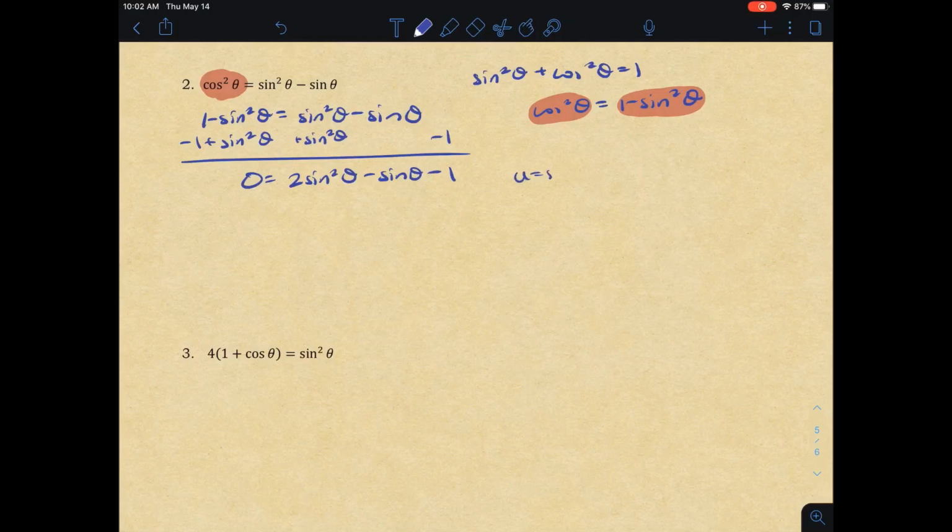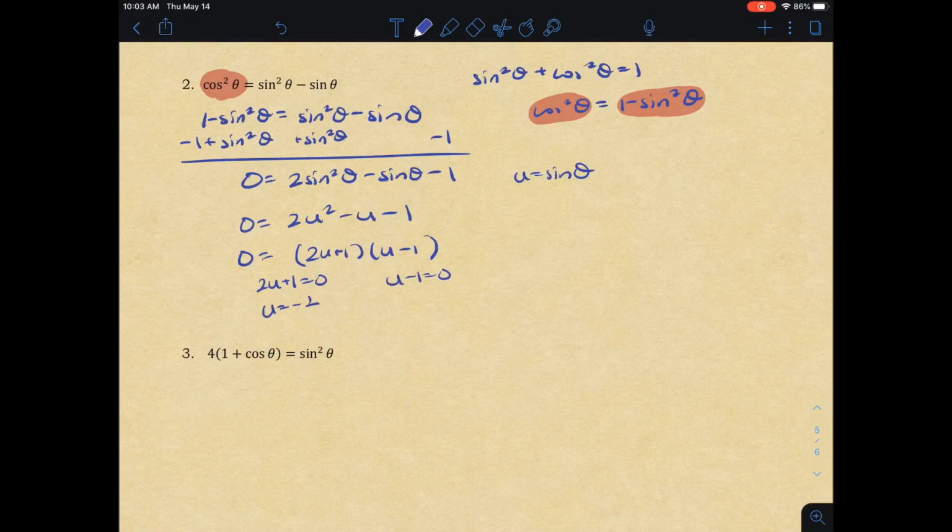And then from here, you can let u equal sine of theta and rewrite the problem. Once again, we end up with a quadratic equation. If you factor this very carefully, you should end up with 2u plus 1 and u minus 1. And then just like before, you set each factor equal to 0.